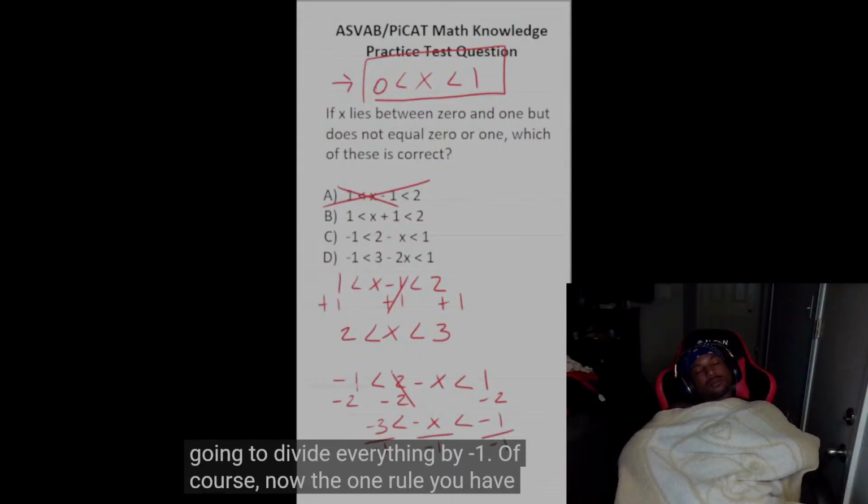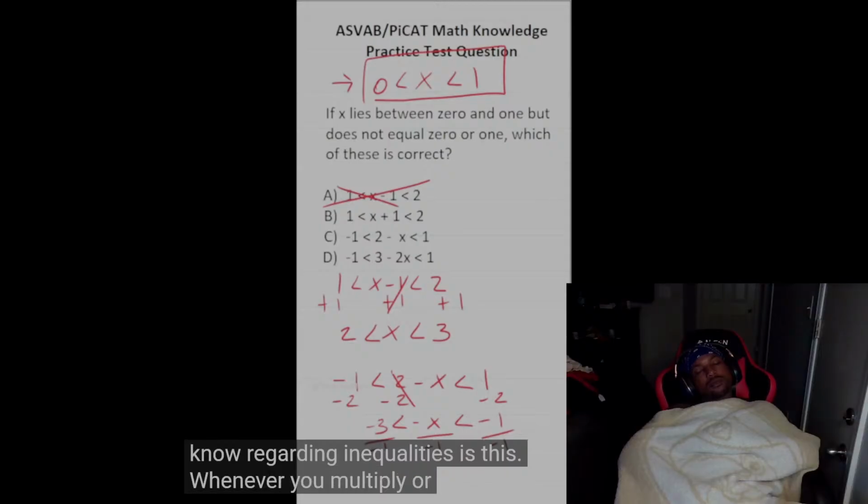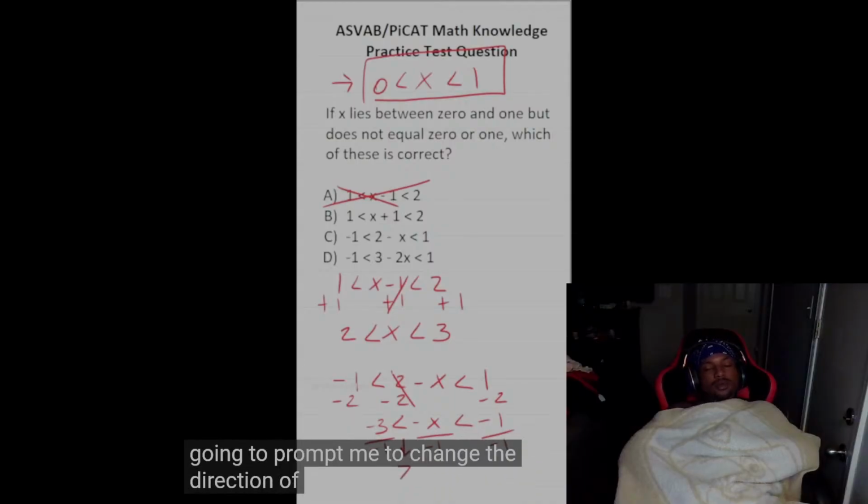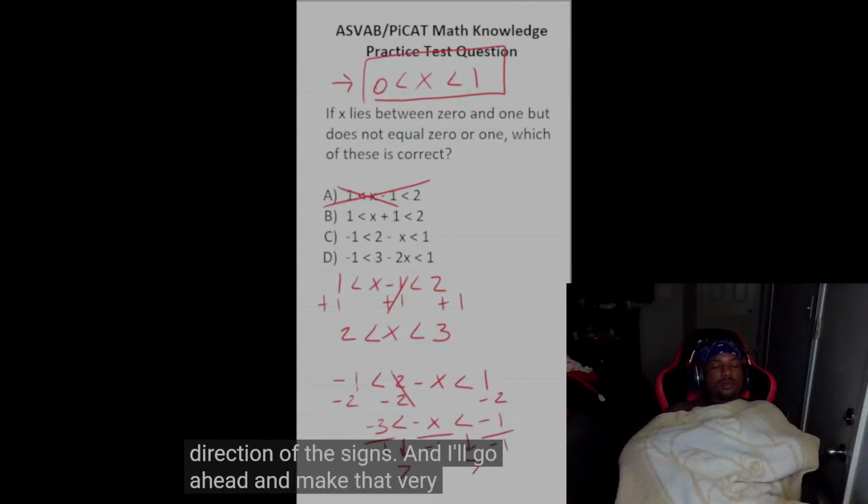Now the one rule you have to know regarding inequalities is this. Whenever you multiply or divide across an inequality sign by a negative value, that's going to prompt you to change the direction of the sign. So in this case, I divided across these inequality signs by a negative value of 1. That's going to prompt me to change the direction of the signs, and I'll go ahead and make that very obvious.